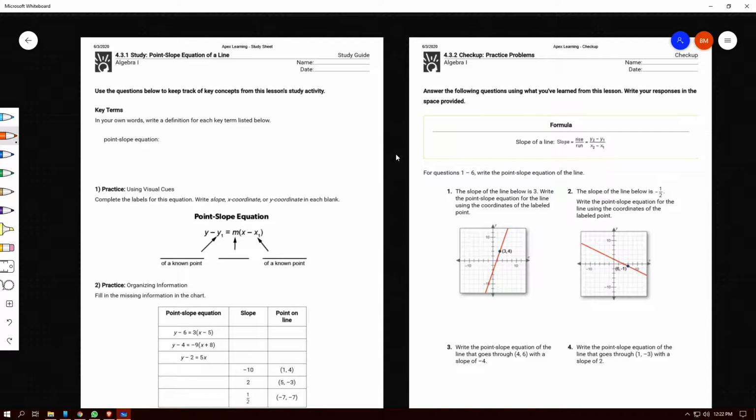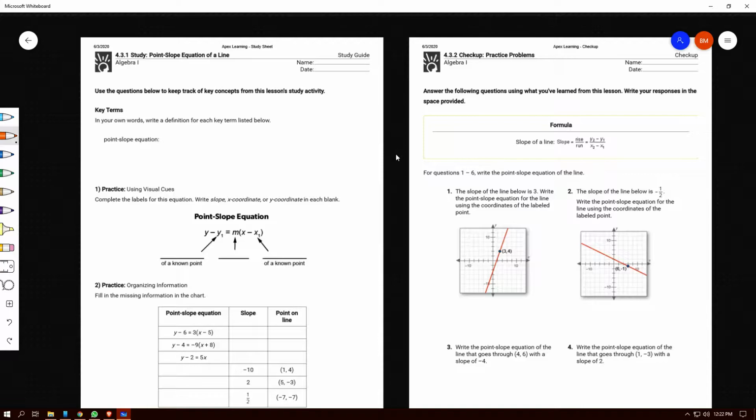slope intercept formula, right? That's y equals mx plus b, where that b is the y coordinate of the y-intercept, which is where the graph crosses the y-axis. The x is always 0. It's our starting point for our real life example type problems. Then the slope is always that number in front multiplying.